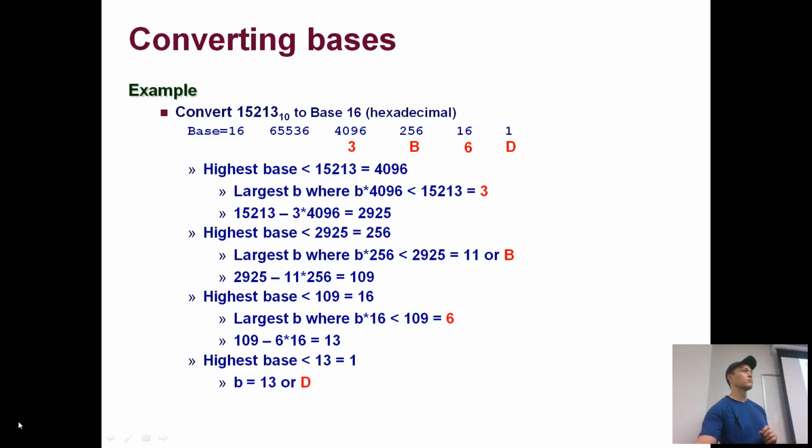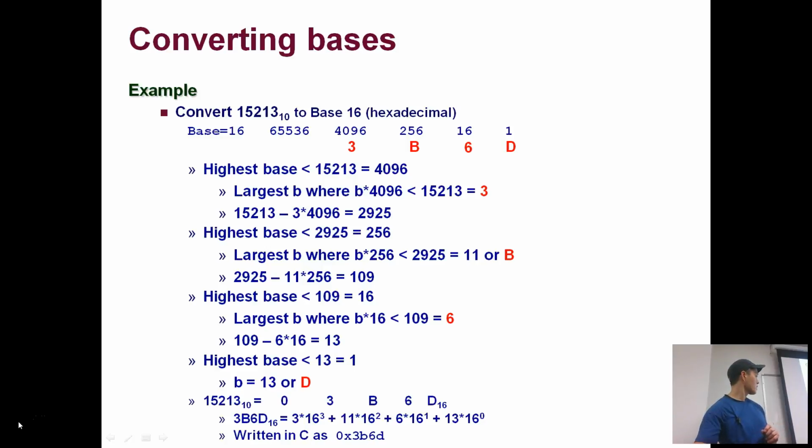All right. So do we use the division from the largest b? Yeah, the largest b. To find that, you would take 2,925 and divide it by 256, and it would give you 11 point something something. And 11 is your answer.